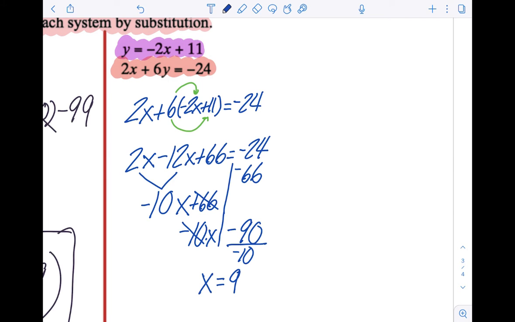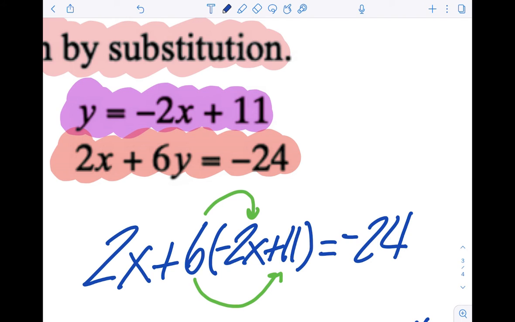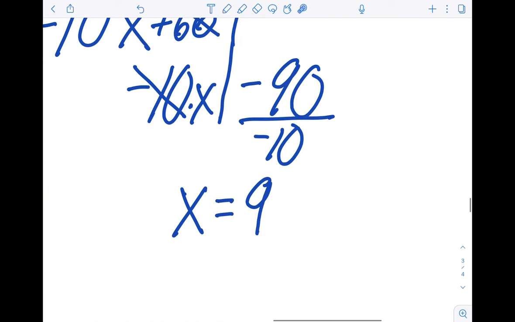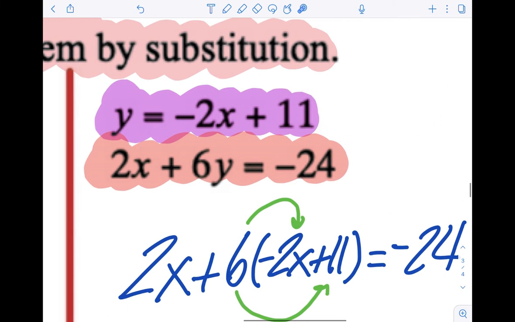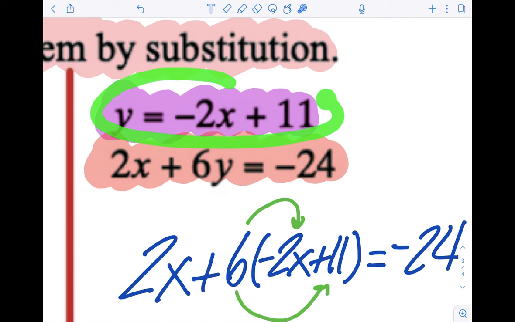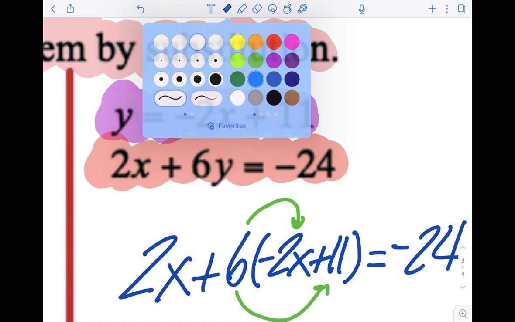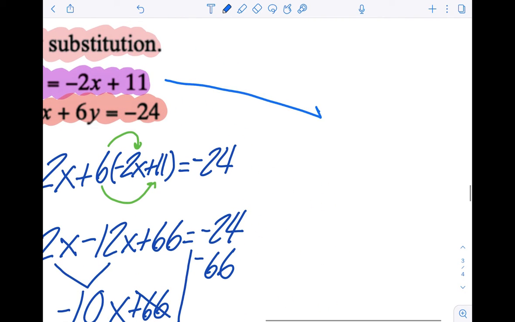Now, technically, everybody, I can choose either the purple or the red, right? I can choose purple or red. But what am I looking for? I already have x. I need to find y. I want to get y by itself, and lucky me, y is already by itself here. So this is the one that I'm going to pick to copy over.